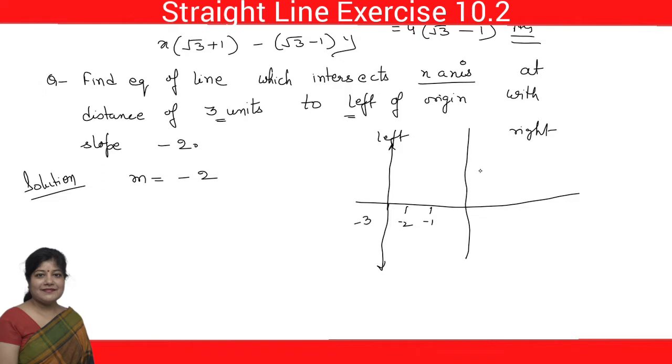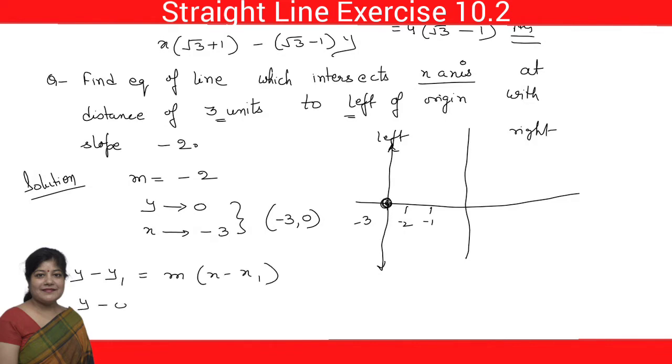Yes, ma'am. That means one point is -3. Okay? Yes, ma'am. So y here is 0 and x is -3. So these are the points. Yes, ma'am. So now the equation of the line is y minus y1 equals m times x minus x1. So y minus 0 equals minus 2 times x plus 3. Understood?